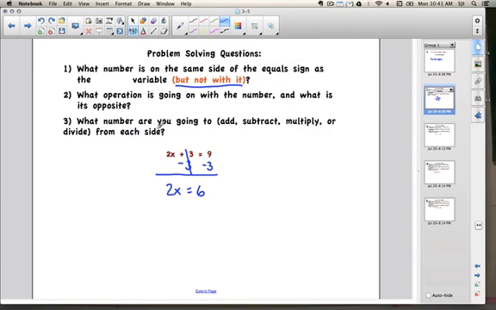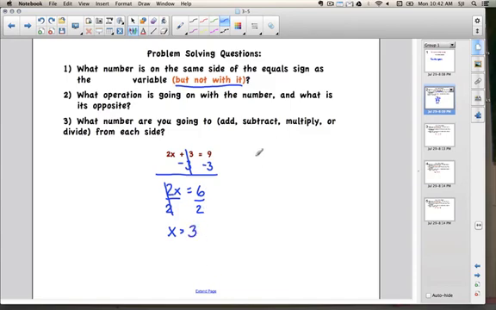And the final question, what number are you going to add, subtract, multiply, or divide from both sides? I'm going to divide both sides by 2. Remember, we showed division by making a fraction bar, which also represents division. So I'm going to divide both sides by 2. 2 divided by 2 cancels out. We're just left with x equals 6 divided by 2, which is 3.